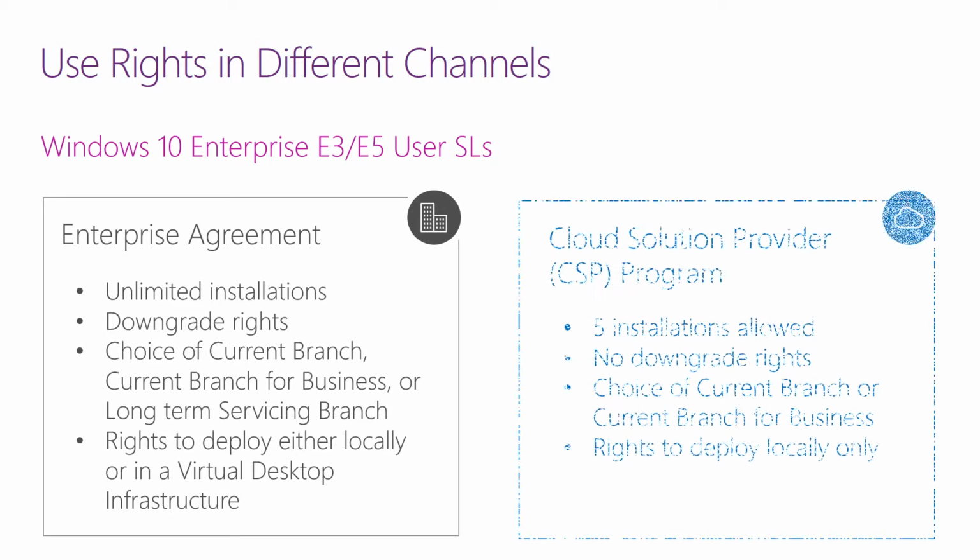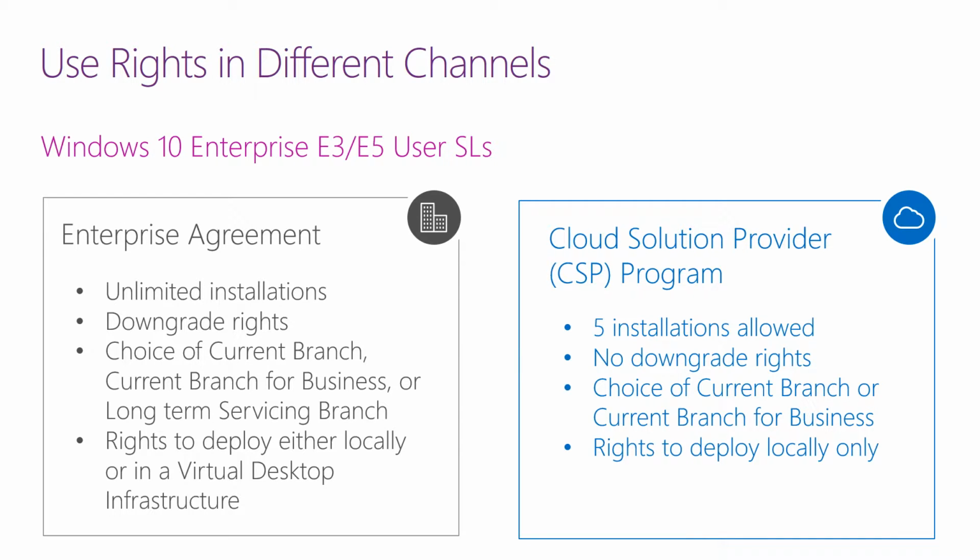However, within the Cloud Solution Provider program, a license of exactly the same name is sold, but the use rights are rather different. For example, you may only install the software on 5 devices and you can't make use of downgrade rights. You must keep the deployment up to date with either the current branch or current branch for business, and there are no rights for a virtual desktop infrastructure. Windows 10 Enterprise must be installed locally on a device. So here it's important to know how licenses were purchased to make sure that you have the use rights that you need and that you're not inadvertently assuming some use rights that in fact you don't have.